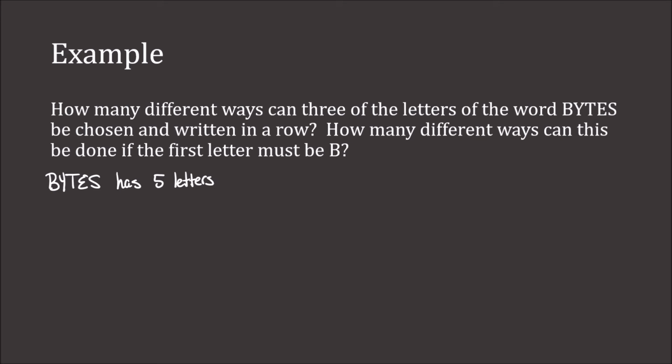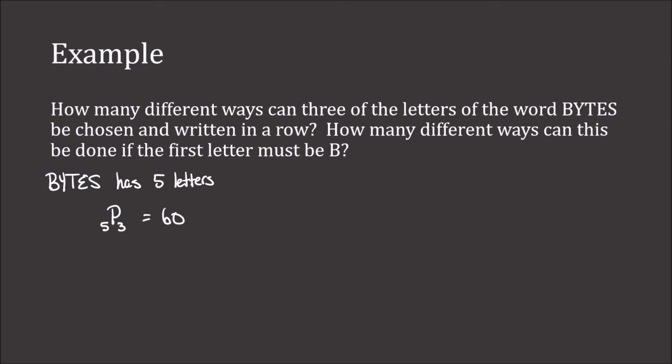So what we're looking for is the number of ways 3 of these letters can be chosen and written in a row. So we're looking for the number of 3 permutations in a set of 5. So we're looking for 5p3. 5p3 winds up being 60.